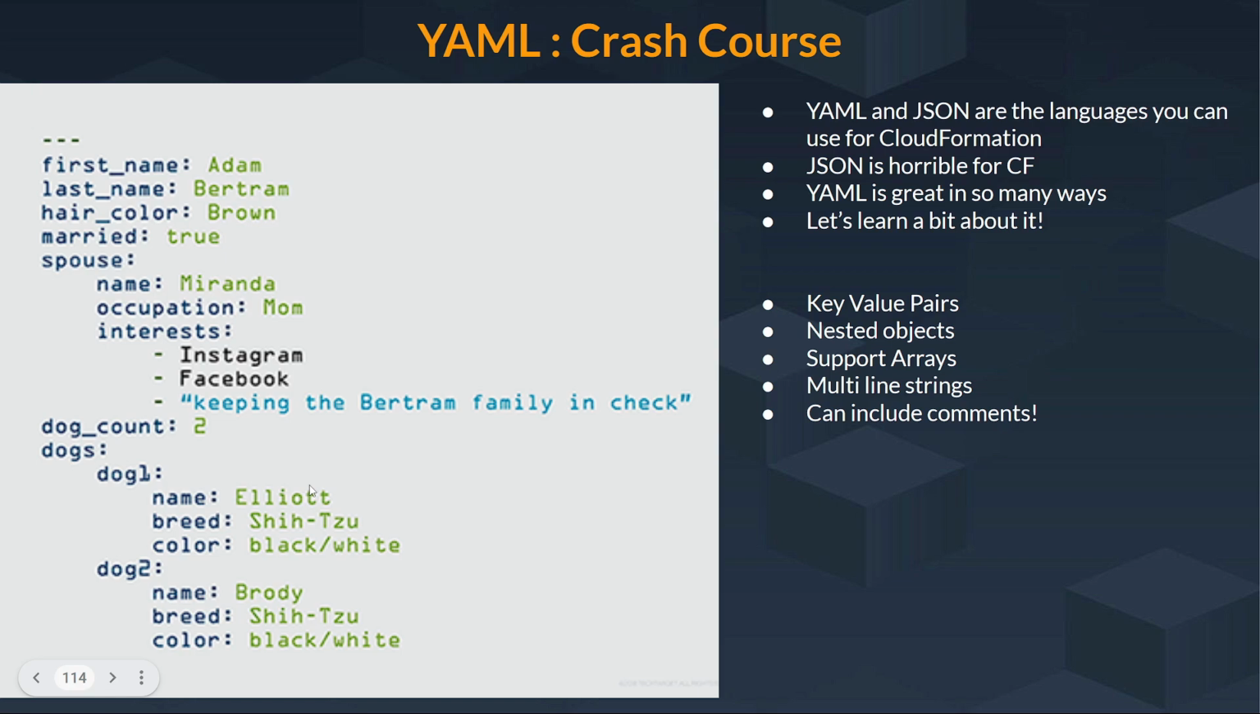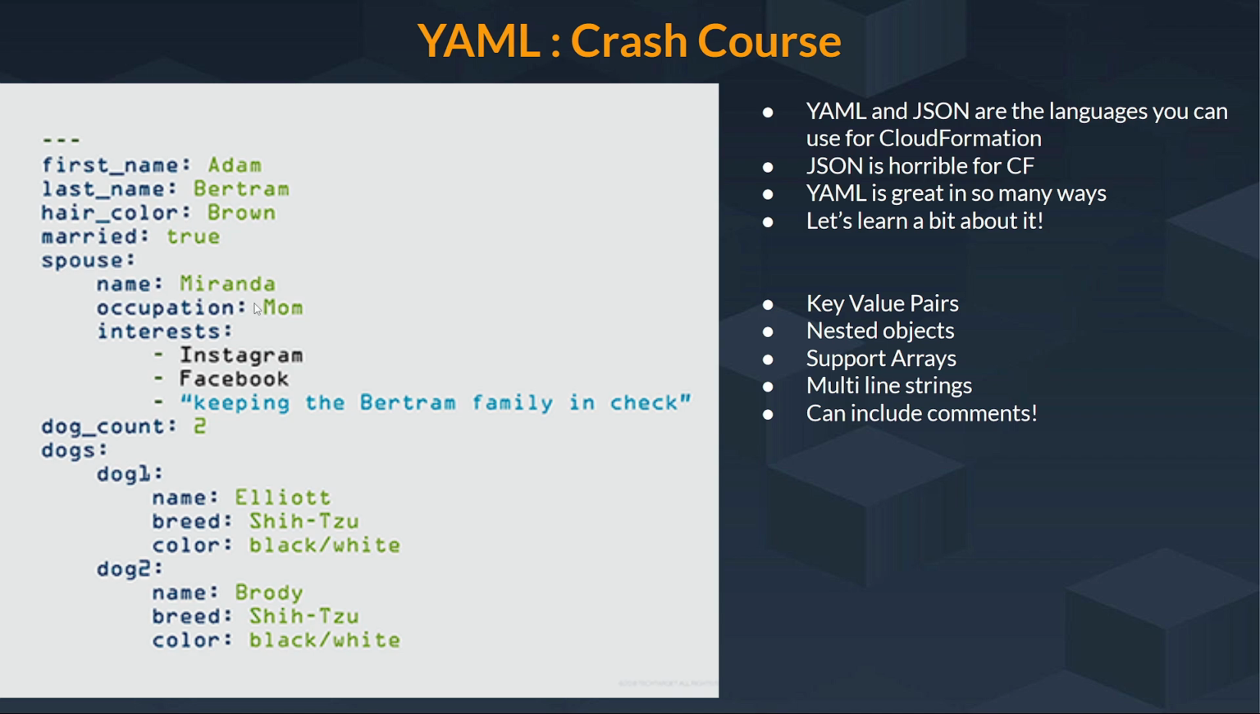Next, dog count: 2 tells us the number of dogs. The dogs key introduces a list of dog objects, each with details like name, breed, and color. Dog 1 is named Elliot, a black and white Shih Tzu. Dog 2 is Brody, also a black and white Shih Tzu.